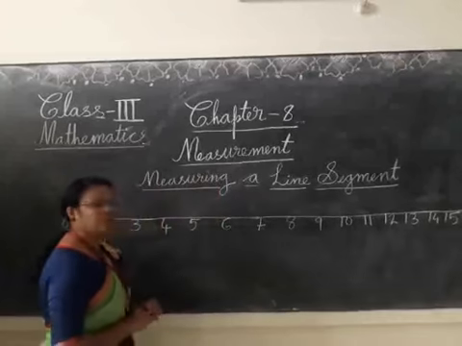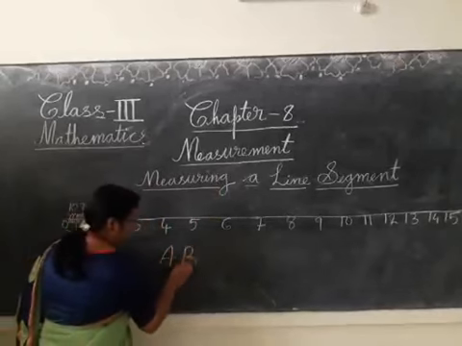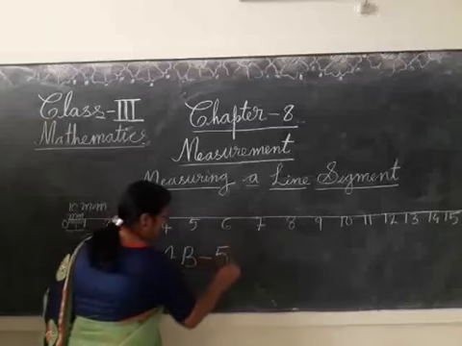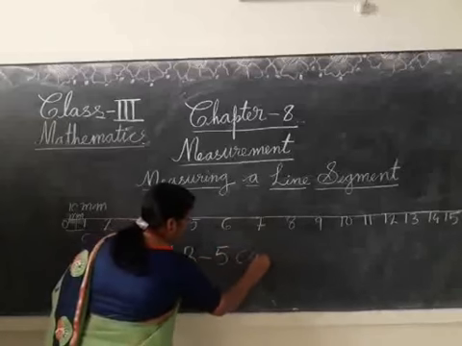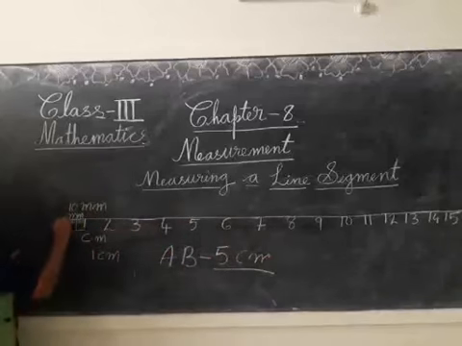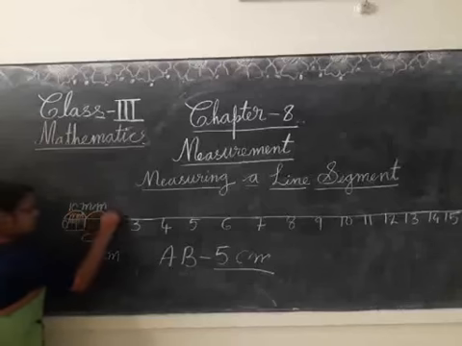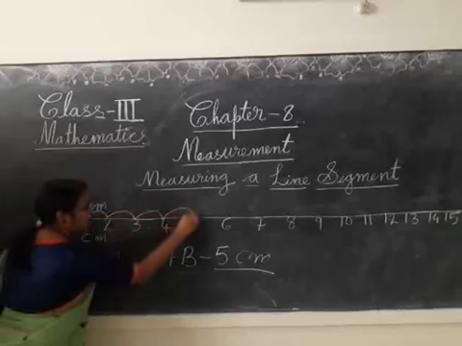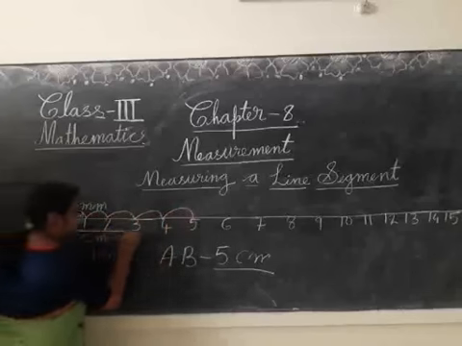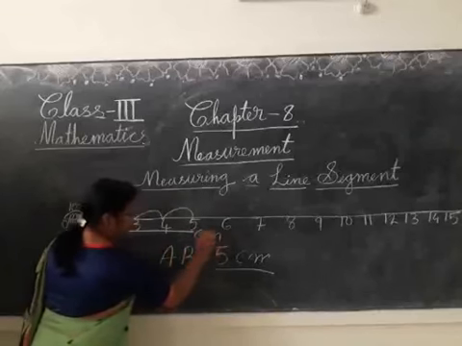Then when you get a line segment AB, 5 centimeter, what we have to do? AB, 5 centimeter. How to measure? You have to start from 0. Okay? Then you have to count forward. 1, 2, 3, 4, 5. Here you can see, from here till here it is 5 centimeter.